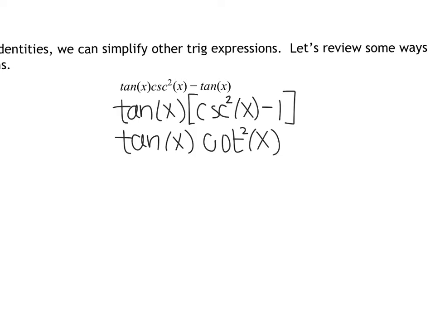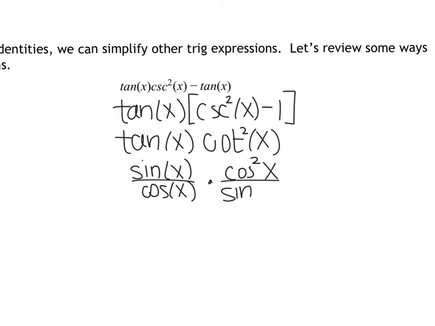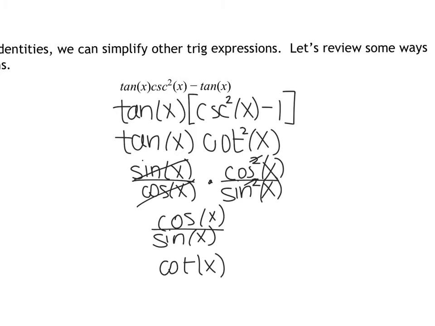Now we want to see if this will simplify further. So using our ratio identities, we know tangent is sine of x over cosine of x, times cosine squared of x over sine squared of x. And now I recognize one sine of x is going to cancel from my numerator and my denominator, and one cosine of x is going to cancel from a numerator and denominator. So it leaves me with cosine of x over sine of x, which using a ratio identity gives us cotangent of x. And that would be our simplified expression.